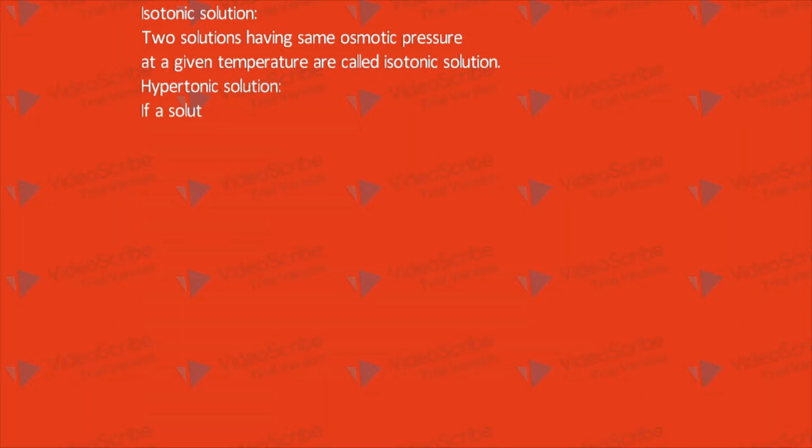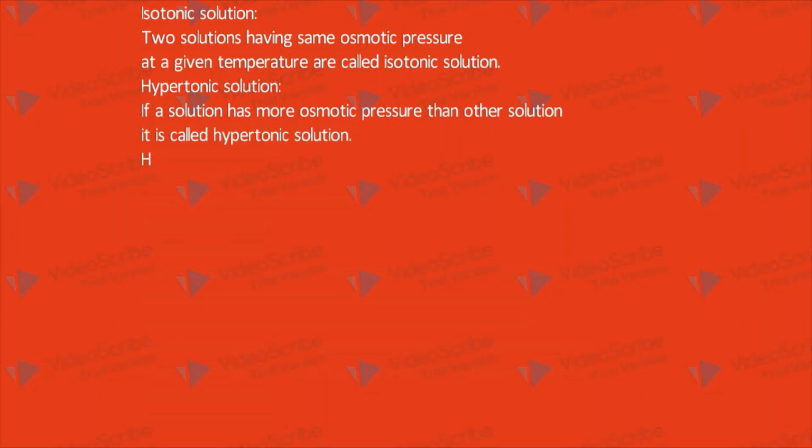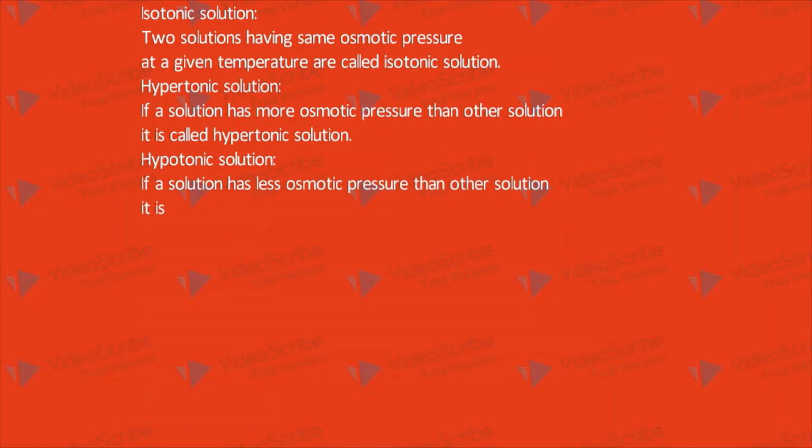Isotonic solution. Two solutions having the same osmotic pressure at a given temperature are called isotonic solutions. Hypertonic solution. If a solution has more osmotic pressure than another solution, it is called a hypertonic solution. Hypotonic solution. If a solution has less osmotic pressure than another solution, it is called a hypotonic solution.